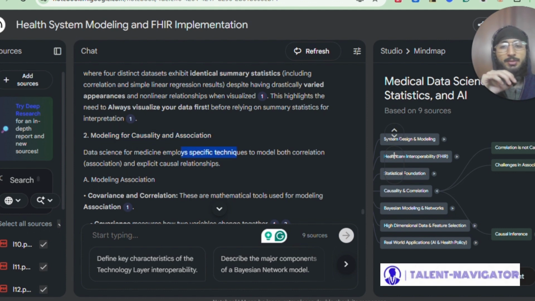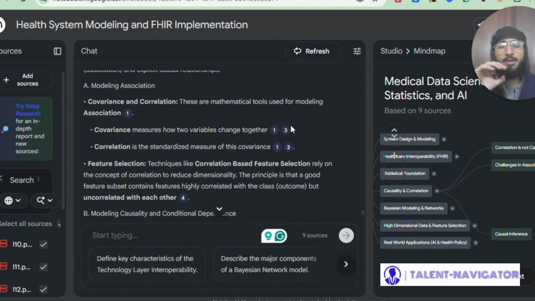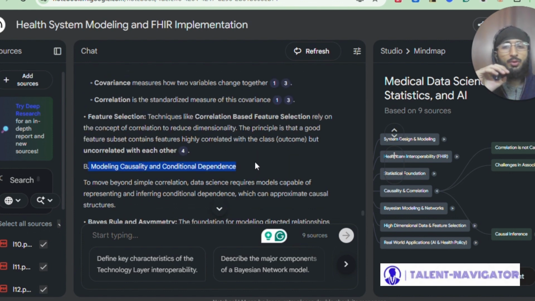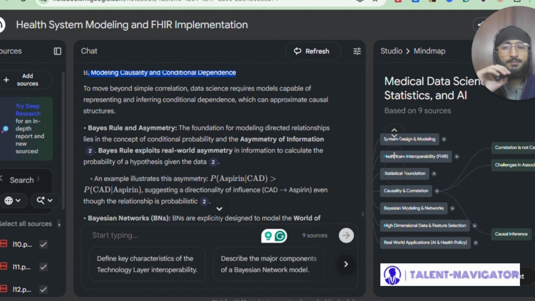Data science for medicine employs specific techniques to model both correlation, association, and explicit causal relationships. So, covariance and correlation, these are mathematical tools used for modeling association. Covariance basically measures how two variables change together, and correlation is the standardized measure of this covariance. Feature selection techniques like correlation based feature selection rely on the concept of correlation to reduce dimensionality. The principle is that a good feature subset contains features highly correlated with the class, that is the outcome, but uncorrelated with each other.